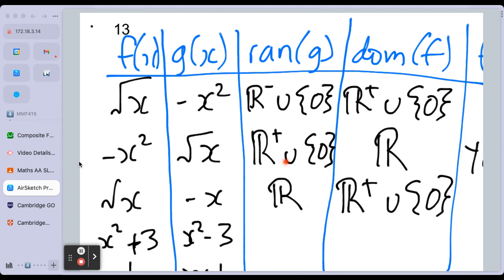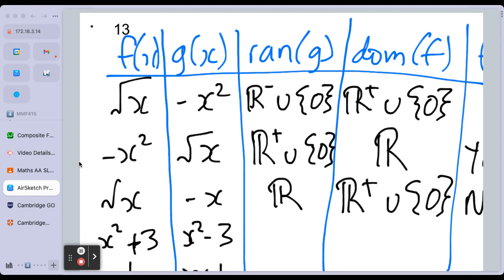Does this set of numbers contain anything that wouldn't fit into this set of numbers? Yeah, heaps, like every single negative number. So this is not a subset of this, and so we cannot go F composed with G. Questions?